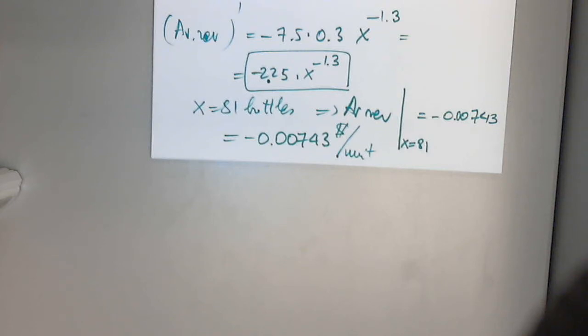So it's a very good question. When they manufacture 81 bottles, the average revenue changes at this rate. It decreases. The average revenue, not the revenue per bottle. The average revenue decreases. So we could still be making money, just making less. Correct.